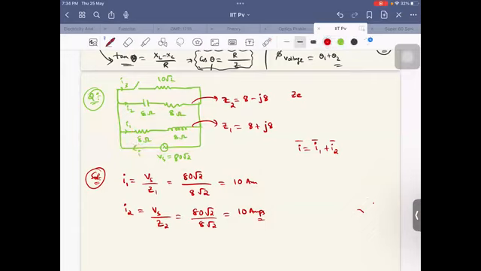Z equivalent is Z1 Z2 by Z1 plus Z2. So what will I get? 8 square plus 8 square by Z1 plus Z2, which is 2 into 8. Then the answer is 8 ohm. Z equivalent is 8 ohm. Therefore, I is nothing but Vs by Z equivalent. Vs is 80 root 2 by Z equivalent, which I just got as 8. So the answer is 10 root 2. Is that clear? Yes.